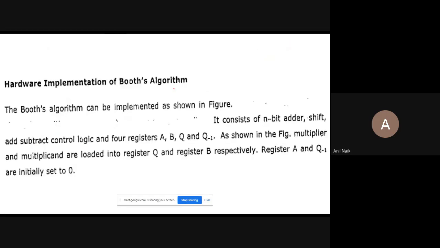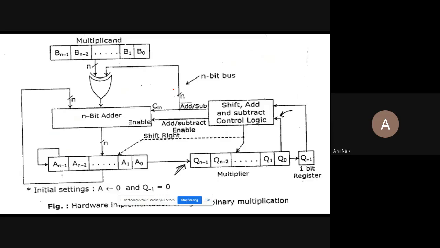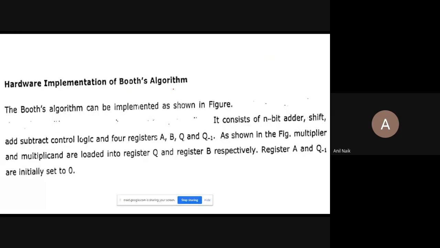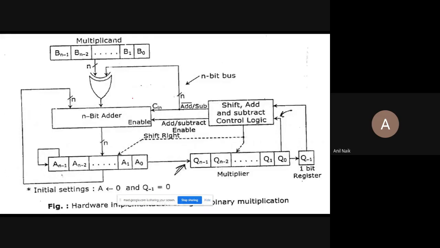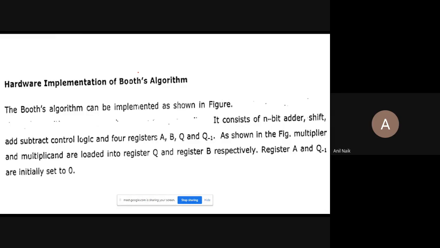For that, first you need to understand the hardware. So this is the hardware diagram, the hardware implementation of Booth's algorithm. You may get a question in the exam also. Here, in simple words, I will explain the concept of how Booth's algorithm works.